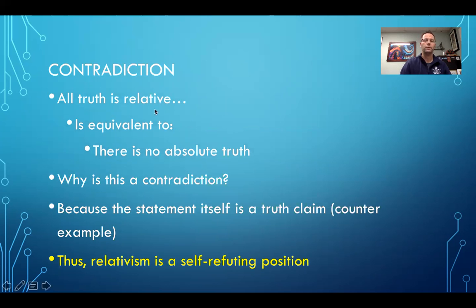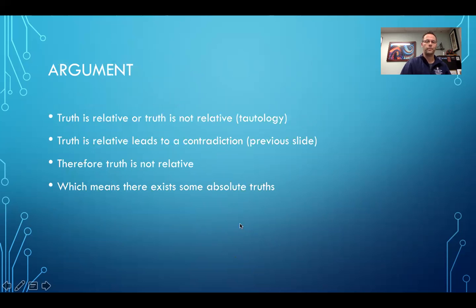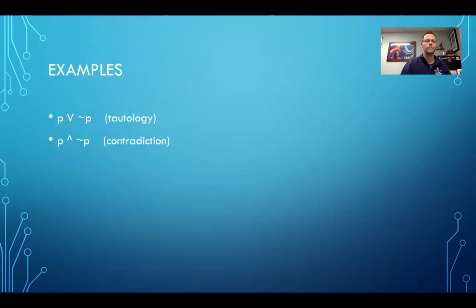All truth is relative. This argument is equivalent to there is no absolute truth, and this is a contradiction because it itself is a truth claim, which means relativism, the belief that there is no absolute truth, is a self-refuting position. Because there's at least one truth if that is to be believed. Yes, and there it is. Tautology, contradiction.